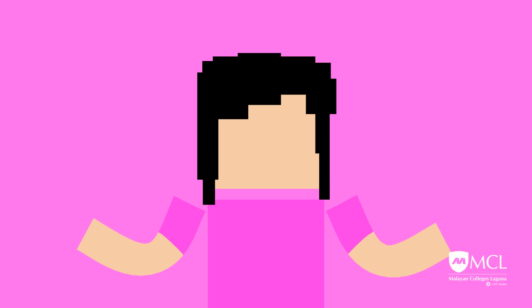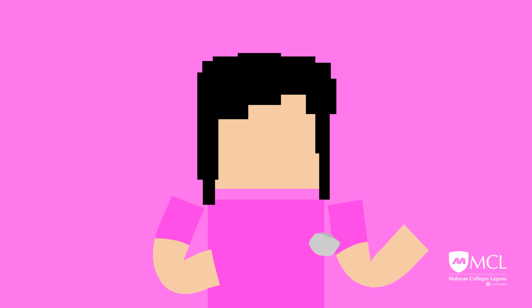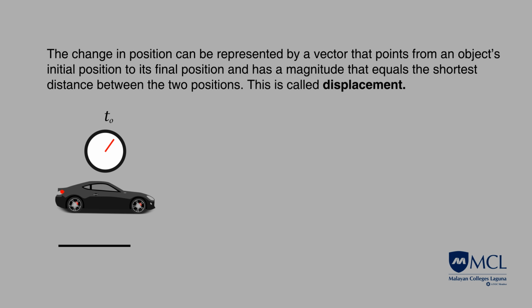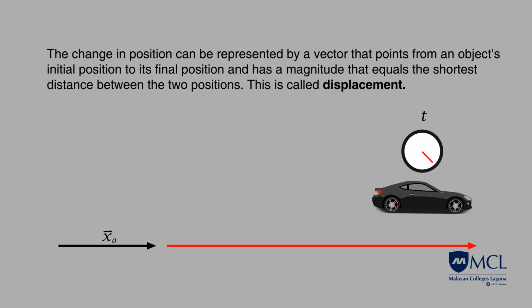How can we say that an object moves? We say that an object moves if the object changes its position. To locate an object means to find its position relative to some reference point, often the origin. A vector that points from an object's initial position to its final position and has a magnitude that equals the shortest distance between two positions is called displacement. The SI unit of displacement is meter.